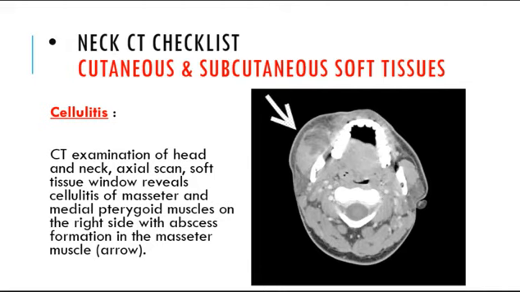In this case, we see that the CT examination of the head and neck, the soft tissue window, reveals cellulitis of the masseter and the medial pterygoid muscle on the right side, with the abscess formation in the masseter muscle. We see that there is a hypoattenuating area and there is rim enhancement in the area of the masseter muscle, which is an acute condition and to be dealt with.